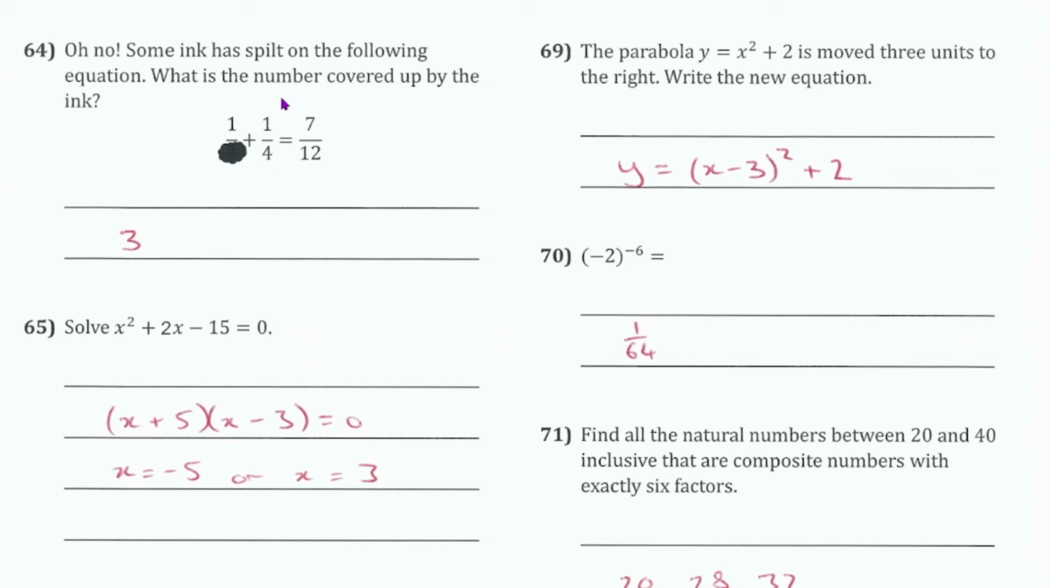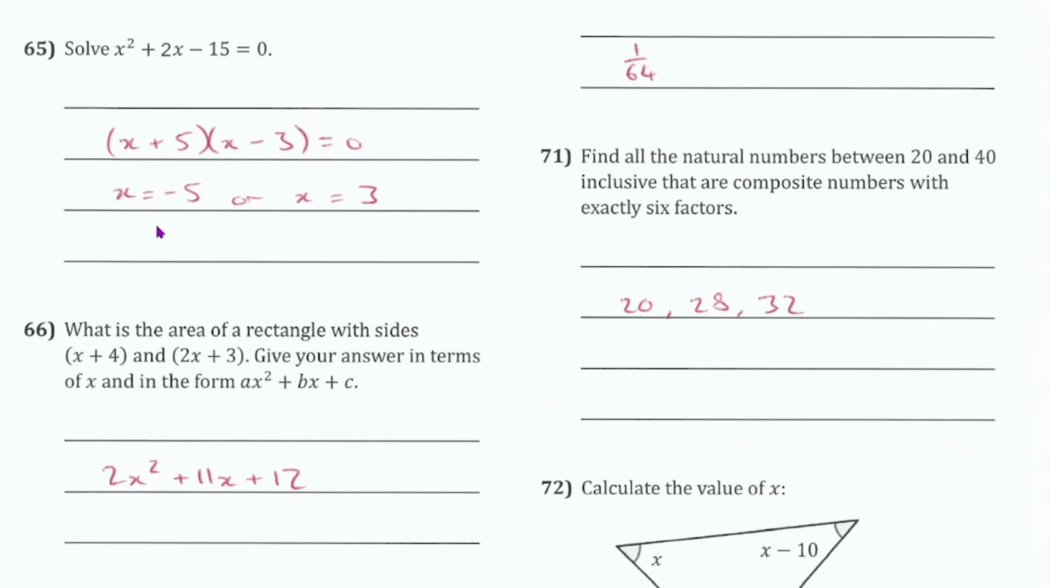So some fraction plus 3 over 12 equals 7 over 12. Well, if I take 3 over 12 off both sides, I know that 7 over 12 minus 3 over 12 is going to be 4 over 12. So this fraction is going to equal 4 over 12. 4 over 12 is equal to 1 over 3. They're equivalent fractions as well. So as a result, I know that the missing number here is 3.